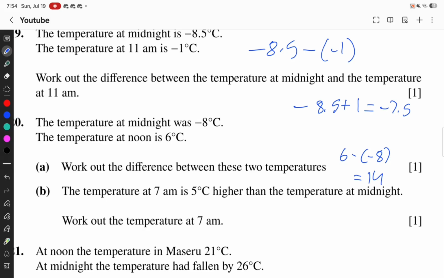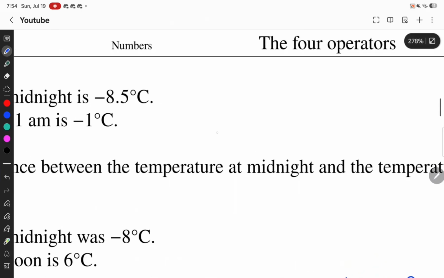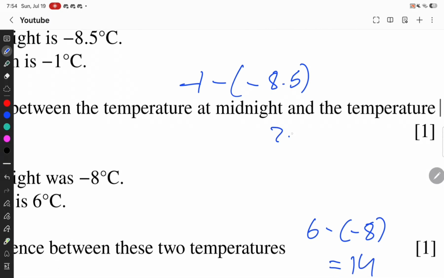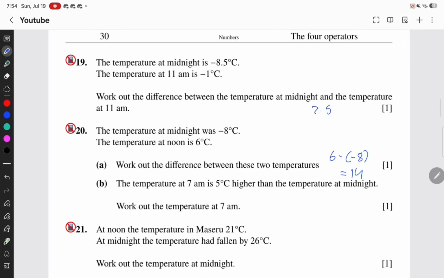The difference must always be positive. So this calculation of mine is wrong as well. Actually, we should have done negative 1 minus negative 8.5, and then we get 7.5. Remember, the difference should be positive. So my earlier calculation was wrong. This is the actual calculation we need to do. The difference should be a positive number, always. Then you will get the correct answer.